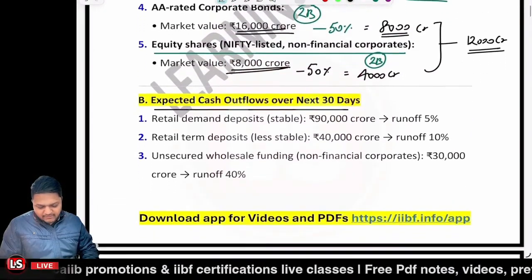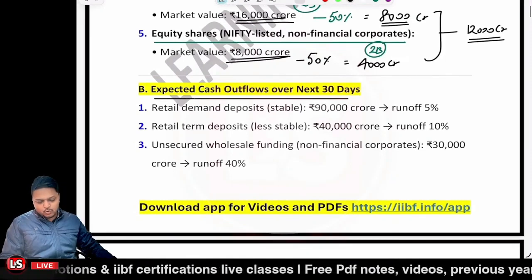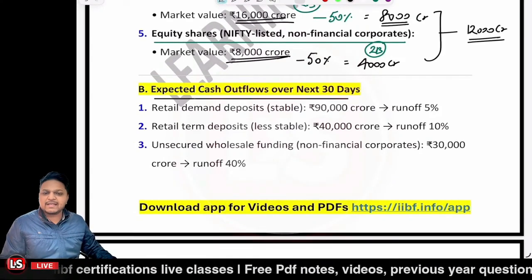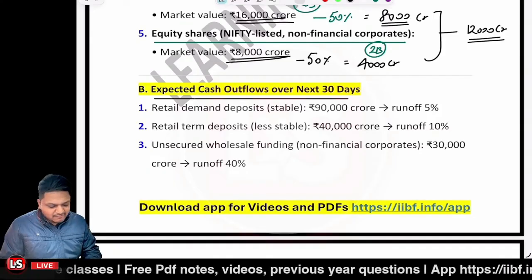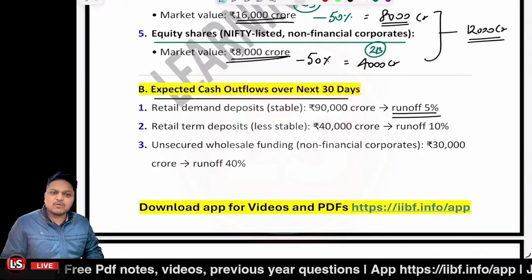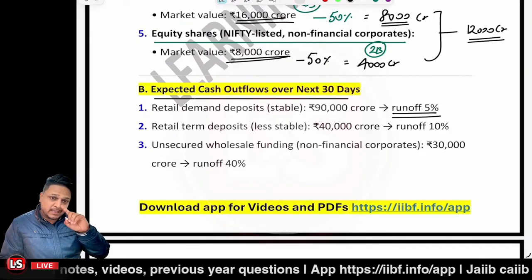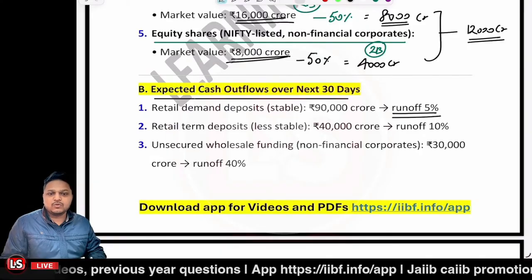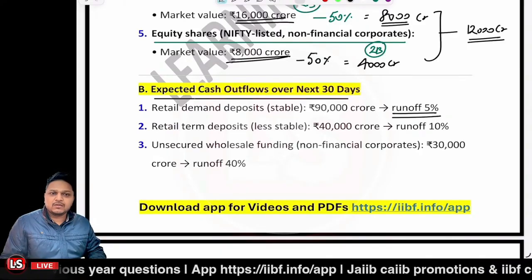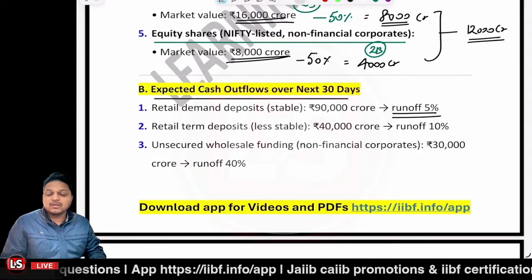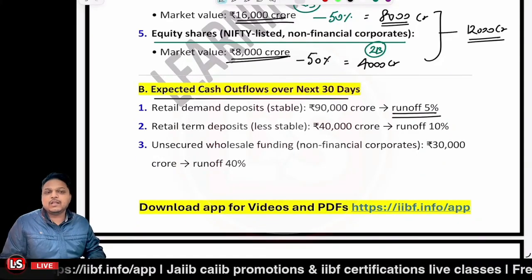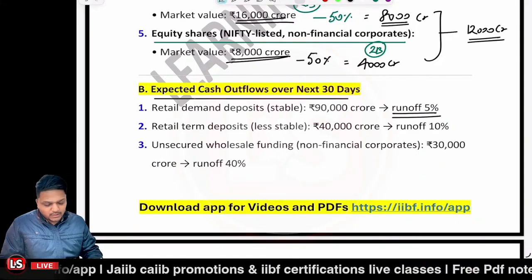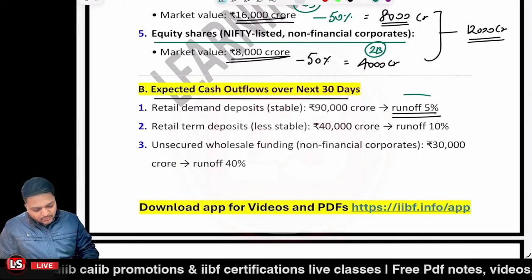So it says that we are having the expected cash outflow over the next 30 days and everything is given very much clear. They tell that runoff is 5%, means the volatility is around 5%. So we have to separate the volatility out of it. But for outflow, we have to check the runoff factor only. So we'll be calculating this one only.